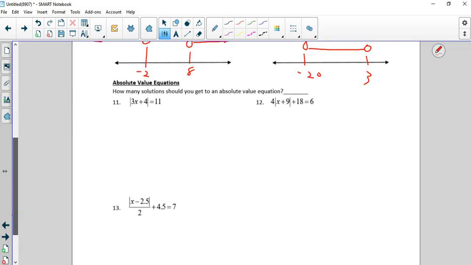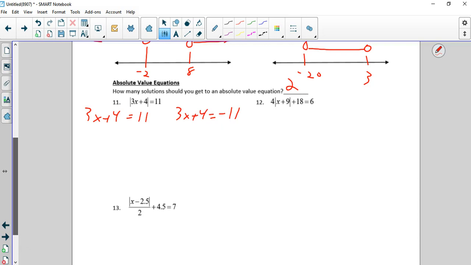Moving on. How many solutions should you get to an absolute value equation? You should get 2. Now, remember this is equal, so we just do 3x plus 4 equals 11, and 3x plus 4 equals negative 11. Remember, I can go right to my split because the absolute value is by itself.